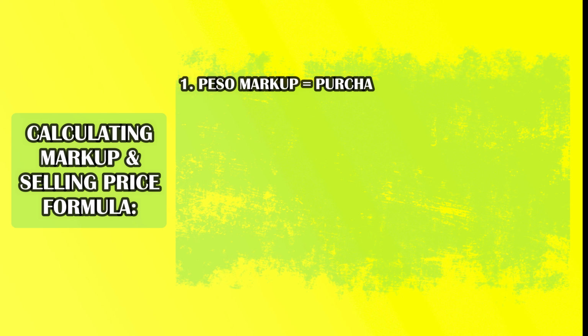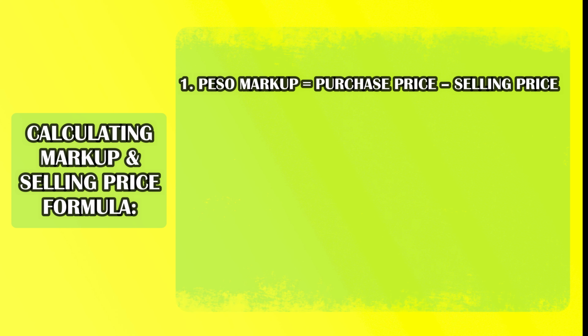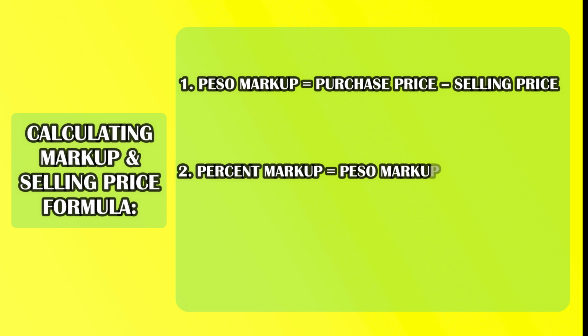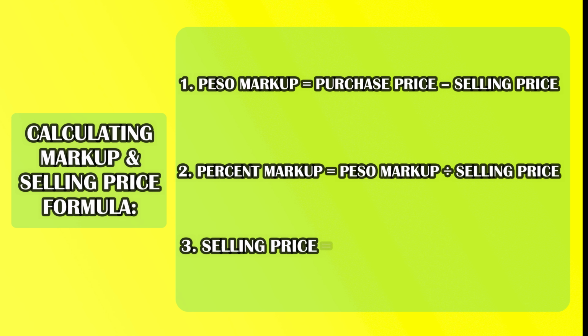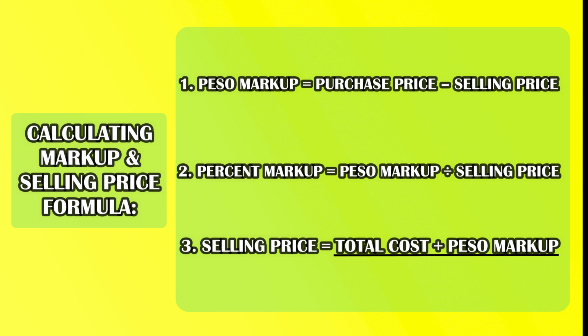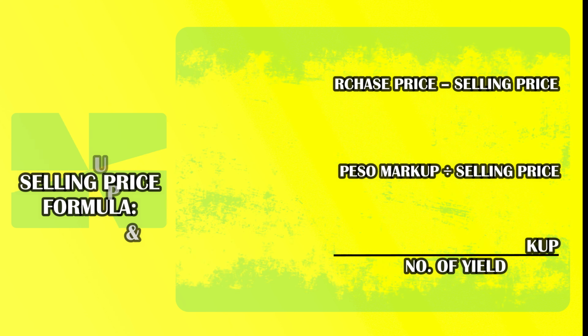Calculating markup and selling price, this is the formula. Number 1, peso markup equals purchase price minus selling price. Number 2, percent markup equals peso markup divided by selling price. Number 3, selling price equals total cost plus peso markup divided by the number of yield.